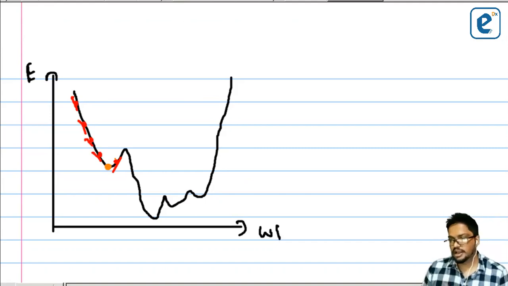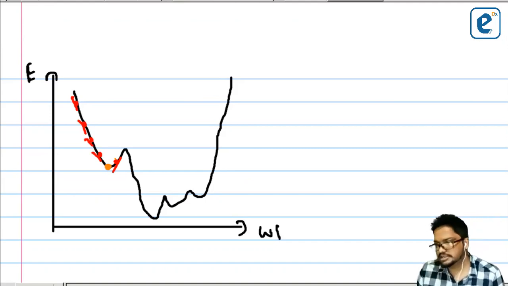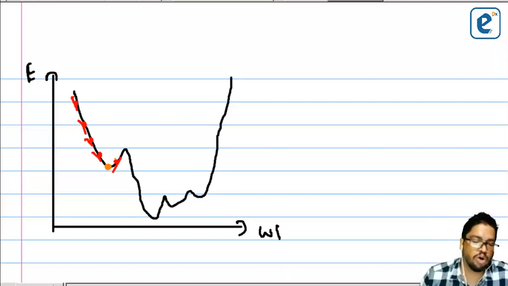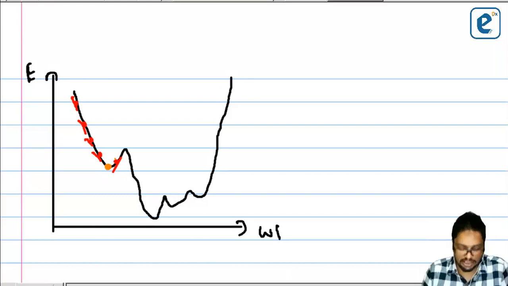Okay, now my question is, is this the global minimum, right? The global minimum. Is it a global minimum error? Is this the global minimum error? Huh? Is this the global minimum error?